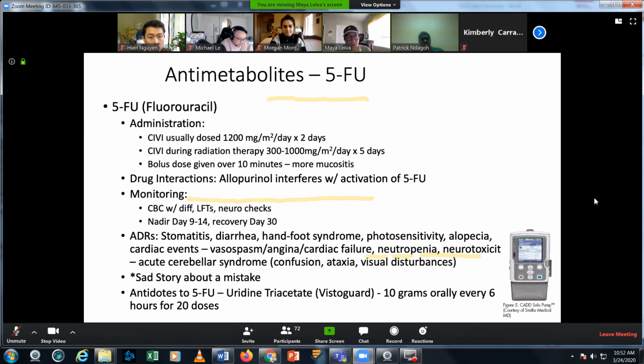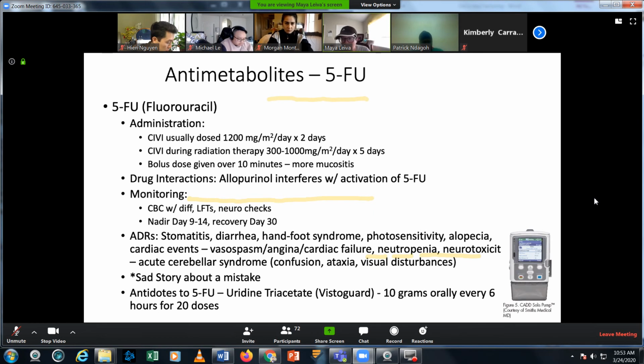CBC, obviously we do that. Sometimes there's some neurotoxicity that can happen, so we check in with patients about that. Some of the things that we worry about for severe ADRs: stomatitis, right, so that mucositis. Hand and foot syndrome is a big one, so I'm going to show a picture in a minute.